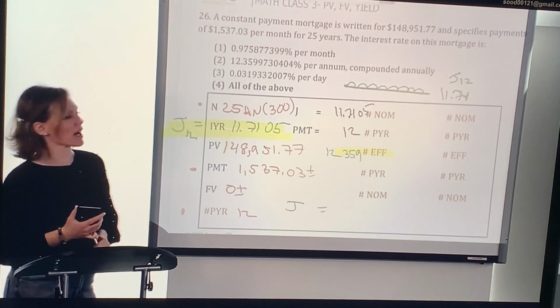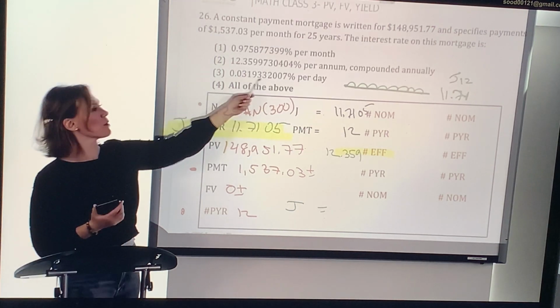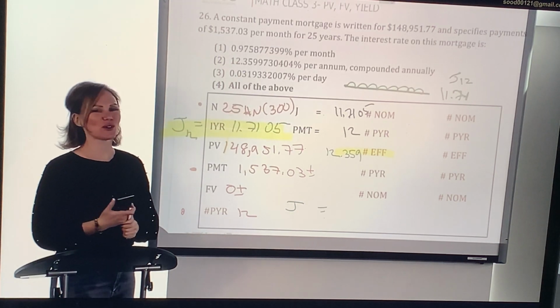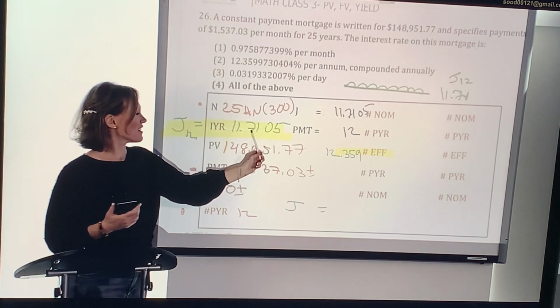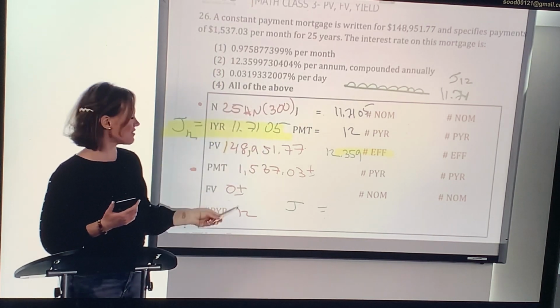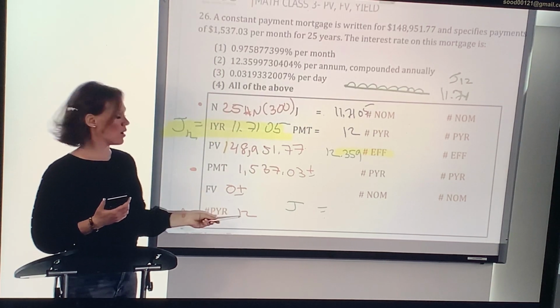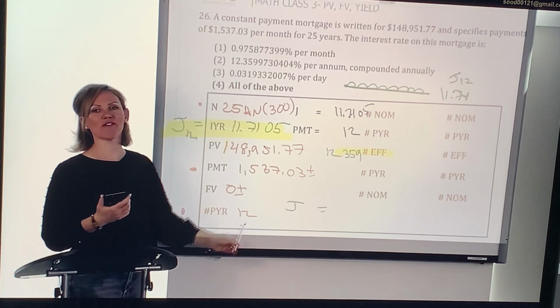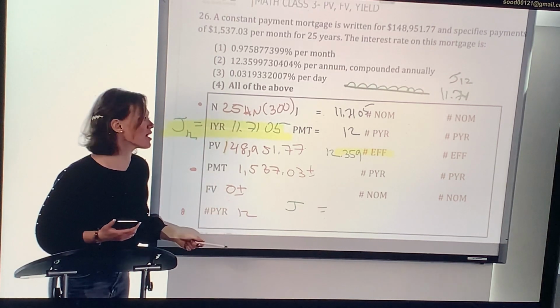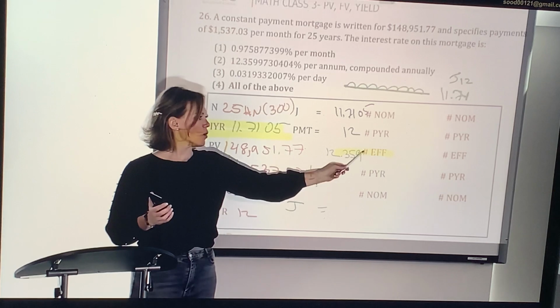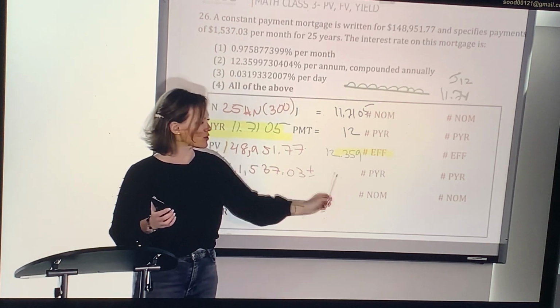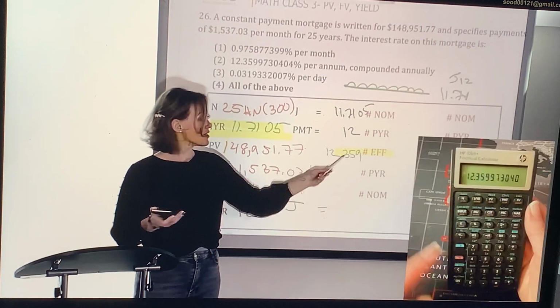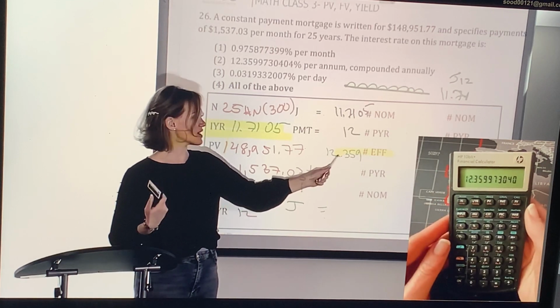So now what if I want to convert it to J365? Can you take that, and we want it per every single day, and divide it by 365? We already said no. Why? Because your PYR has to be in 365 before you can divide it by 365. So right now I'm right here. What do I do now? Can I change my PYR now to 365? Yes, you can. You can press shift effective again. It's not going to change. It's still going to stay at 12.35.